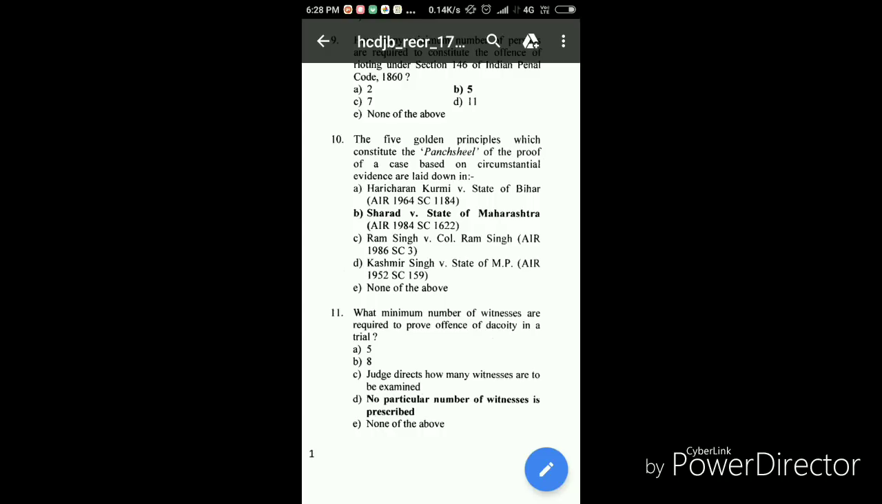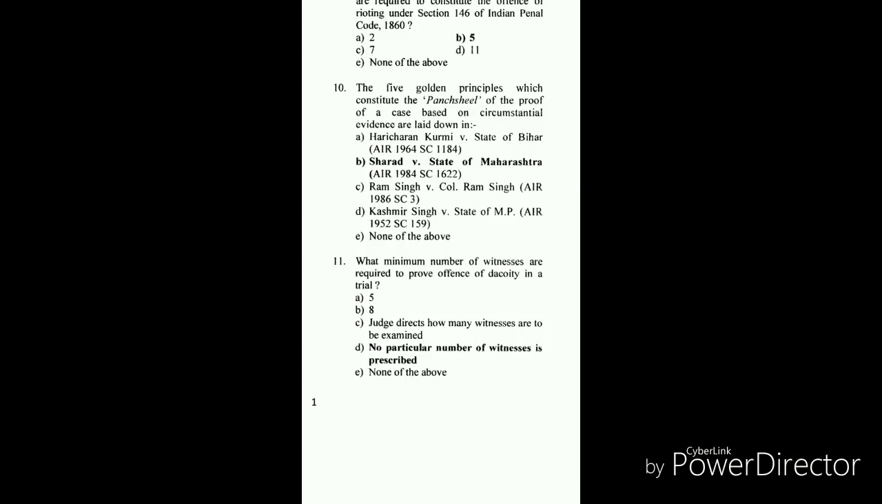What minimum number of witnesses are required to prove the offense of dacoity in a trial? 5, 8? Judge directs how many witnesses are to be examined? There is no particular number of witnesses, because section 134 of the Indian Evidence Act talks about it.